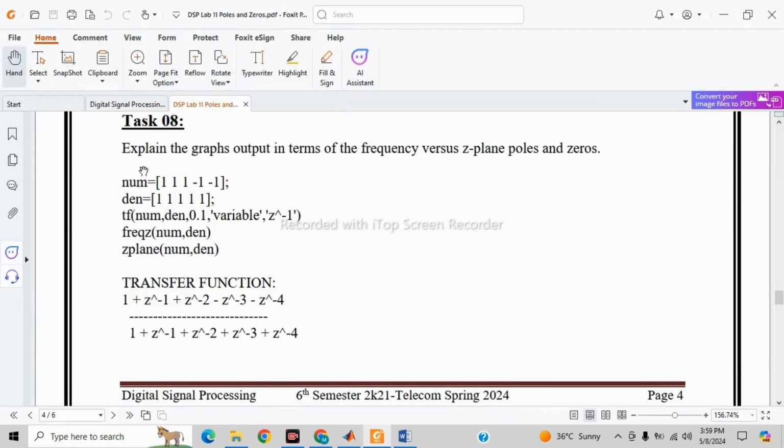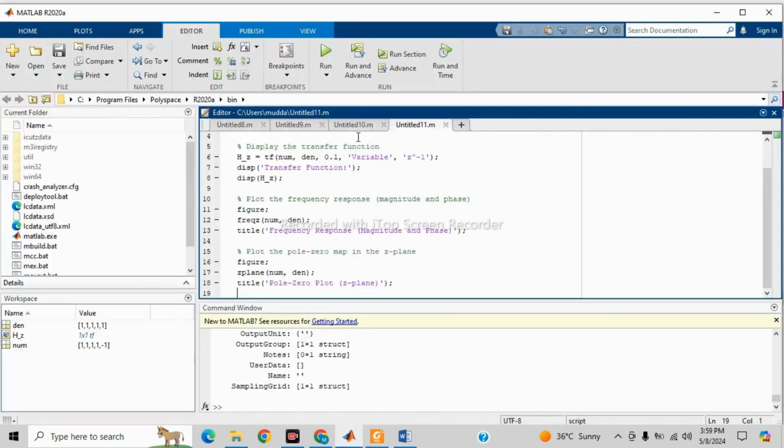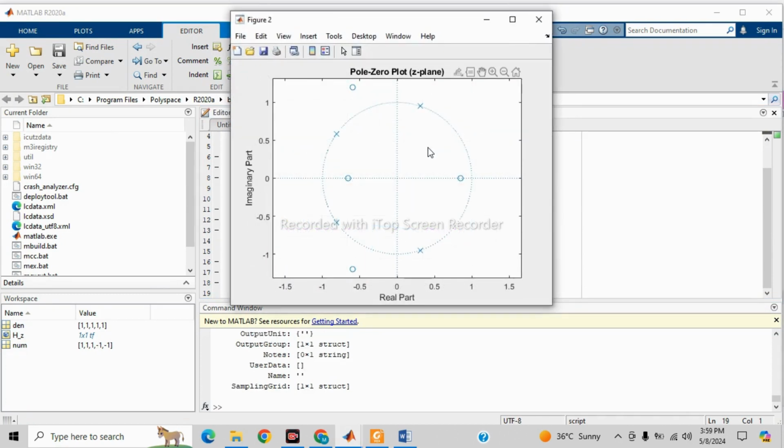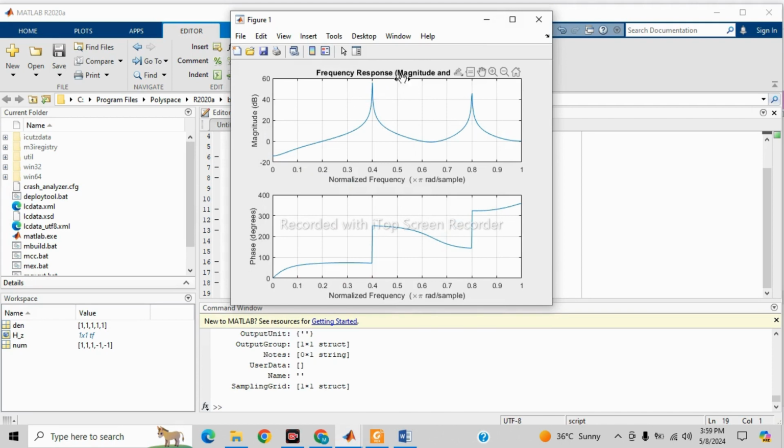Next we have task number 8, explain the graph's output in terms of the frequency versus Z-plane, poles and zeros. This is the code, and the MATLAB code is here, and the output for this task is here. Here's the pole zero plot for this task, and this is the frequency response for this task.